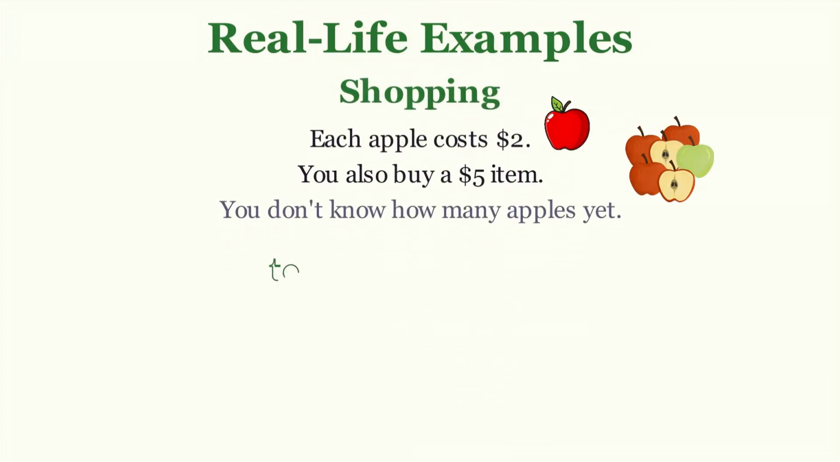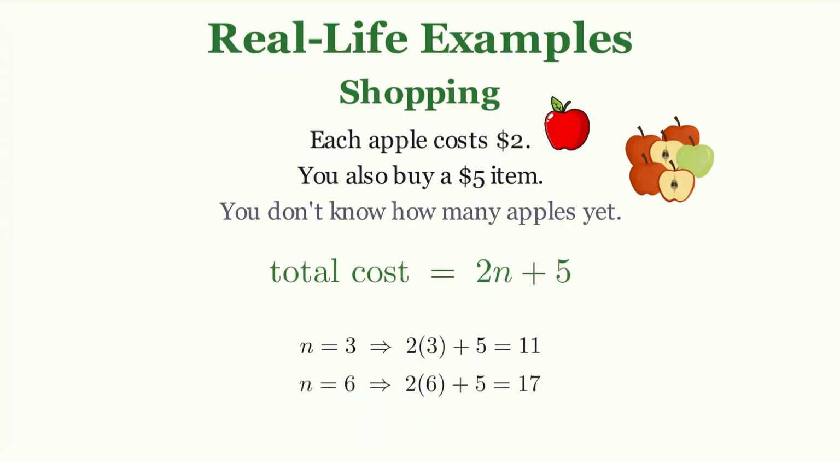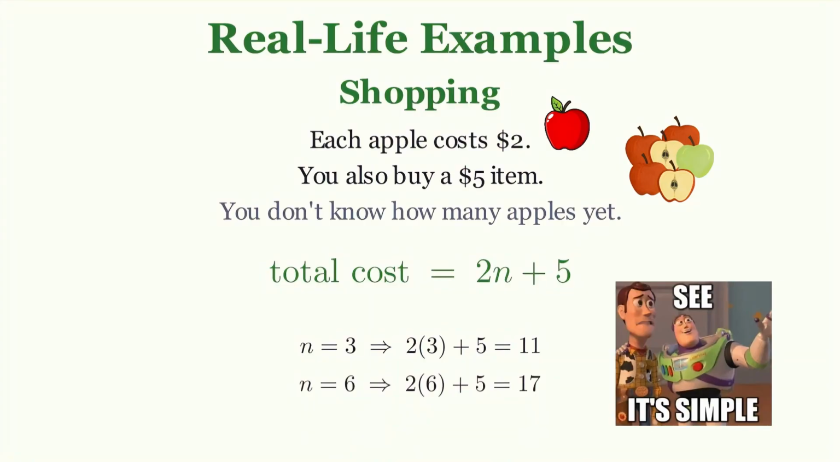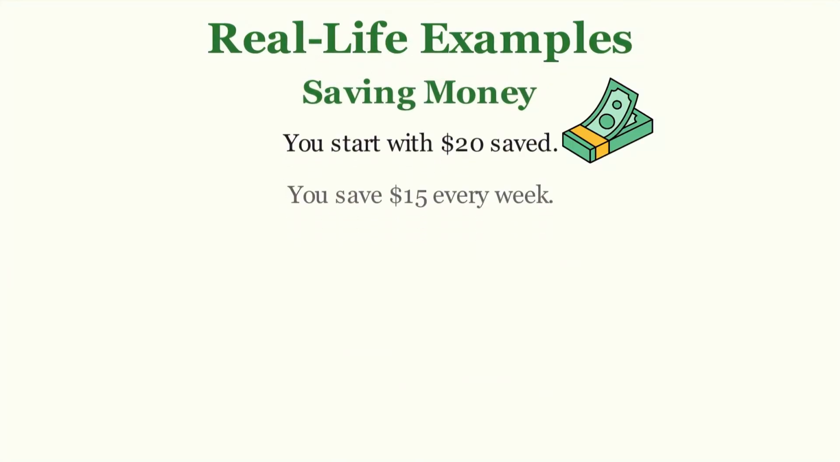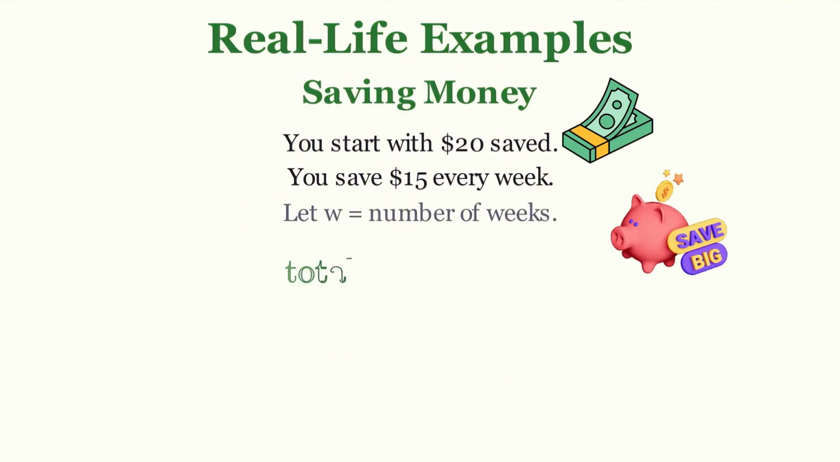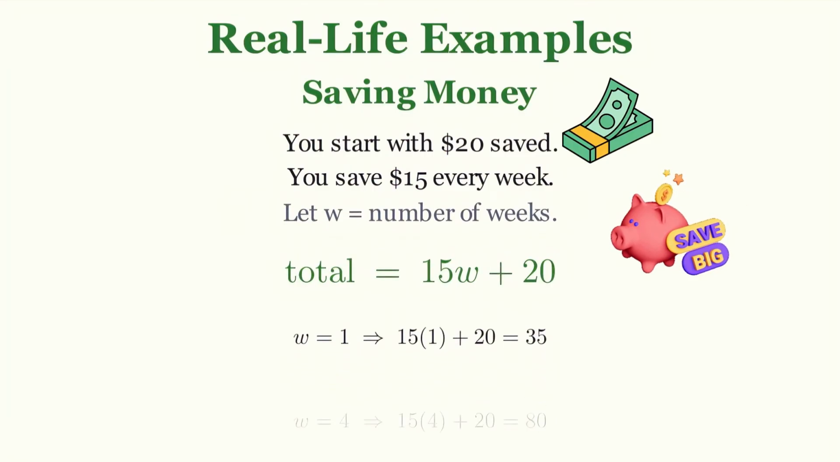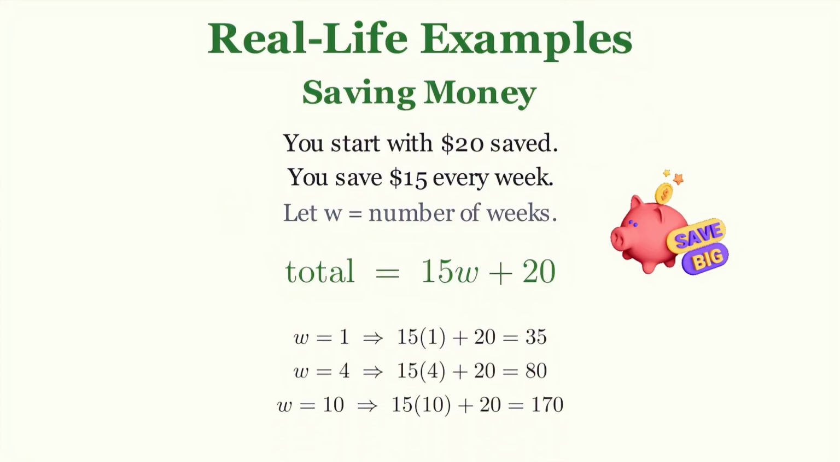Apples cost $2 each. You also grab a $5 item. If n is the number of apples, your total is 2n plus 5. Buy 3 apples? Total is 11. Buy 6? Total is 17. Same expression, different inputs. You've got $20 saved and you add 15 each week. After W weeks, you'll have 15W plus 20. After 1 week, that's 35.